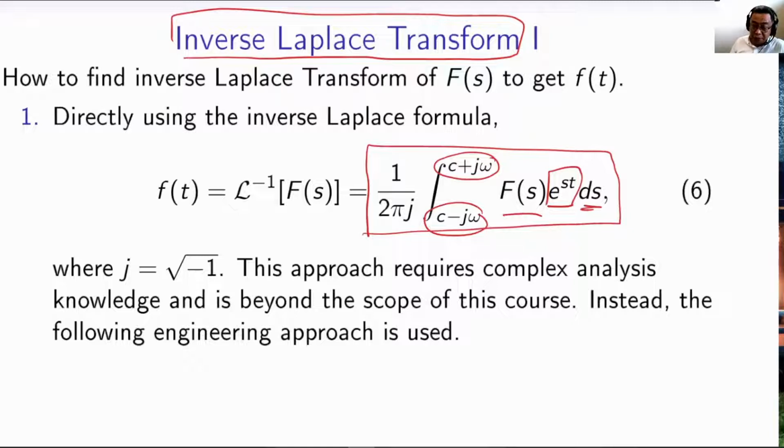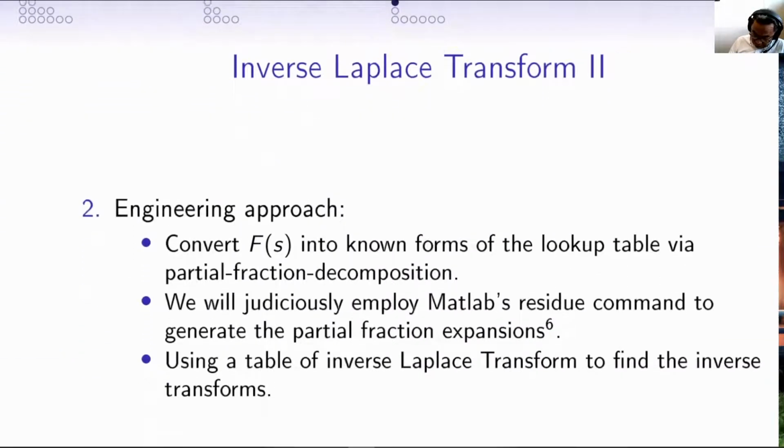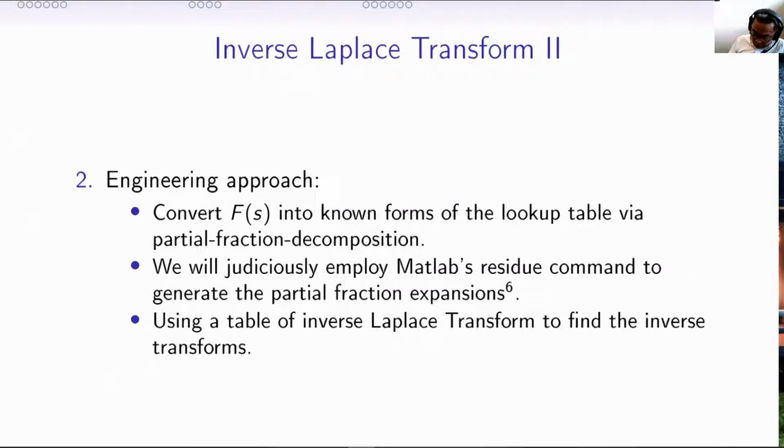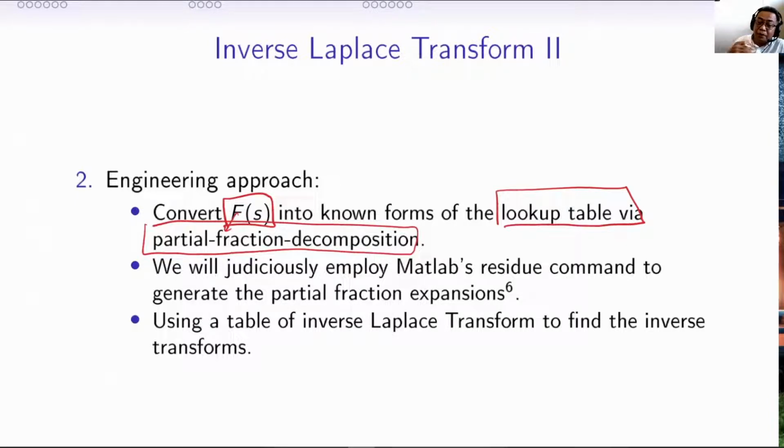Let's see now the engineering approach which we'll use. In the engineering approach, we first convert a given F(s) into known forms, and then use the lookup table. The lookup table that we have examined before has 13 entries, and then we will simply take the lookup table's entry and replace it by the function in time. How do we do that? It is through something called partial fraction expansion. If we have a very complicated F(s), we need to break the F(s) into the simple form that exists in the lookup table.